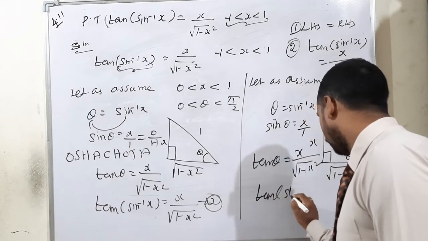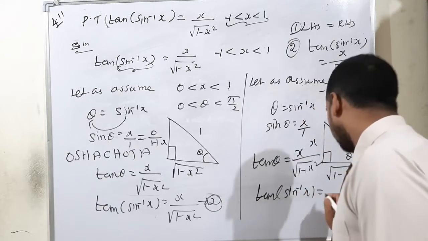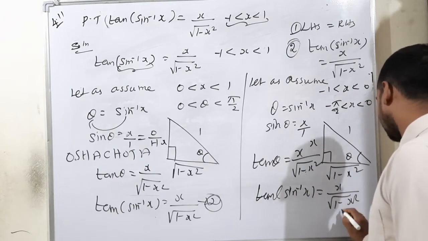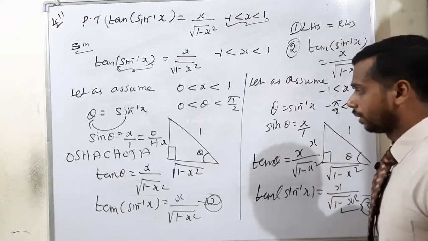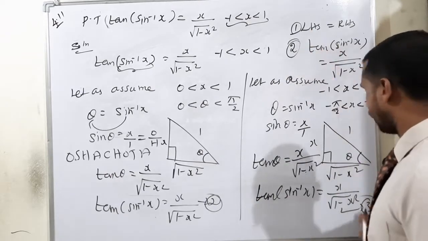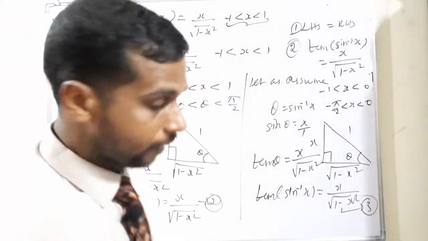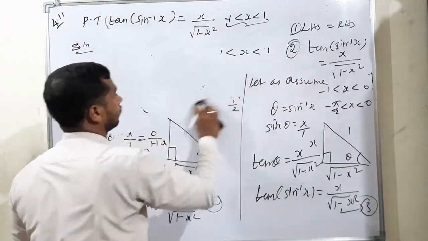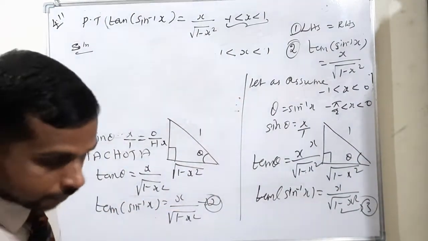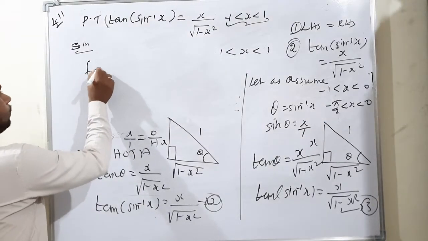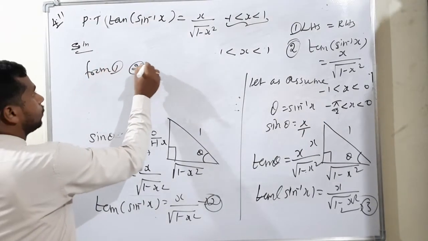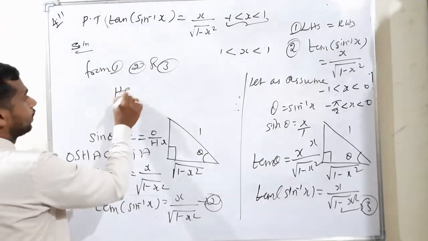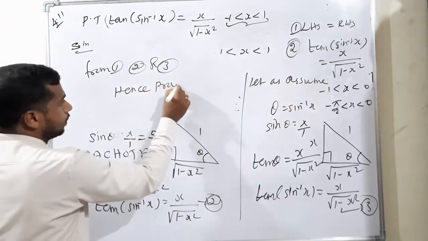Tan of sine inverse x is equal to x by square root of 1 minus x square. This is considered equation number 3. So, from 1, 2 and 3, for the final line, each and every side will be equal. So, we can write it directly, hence, so proved.